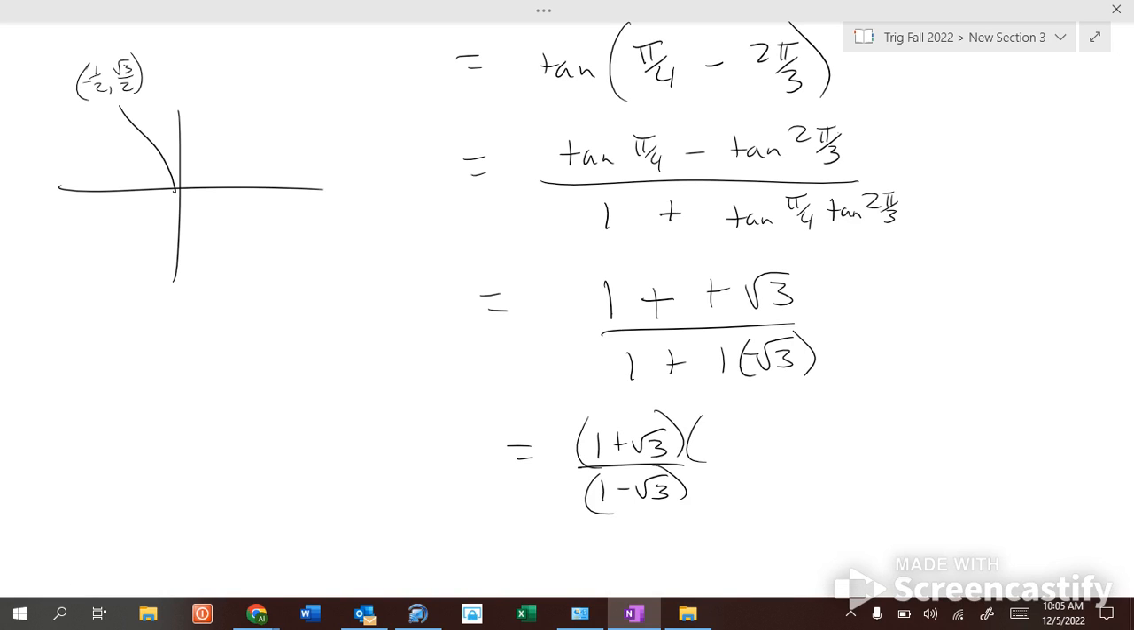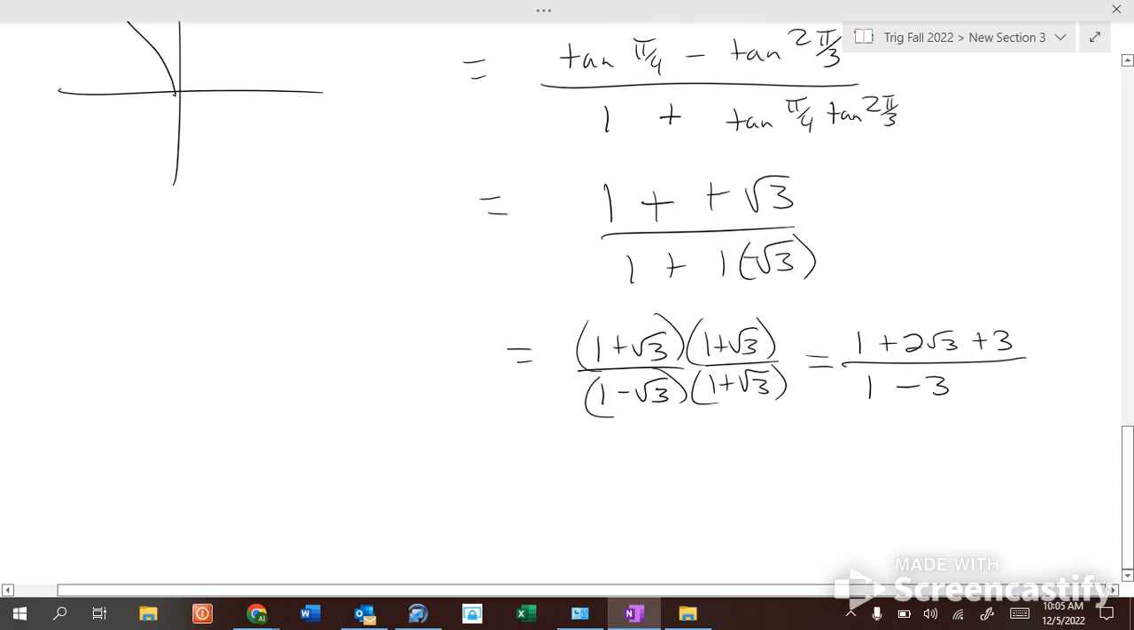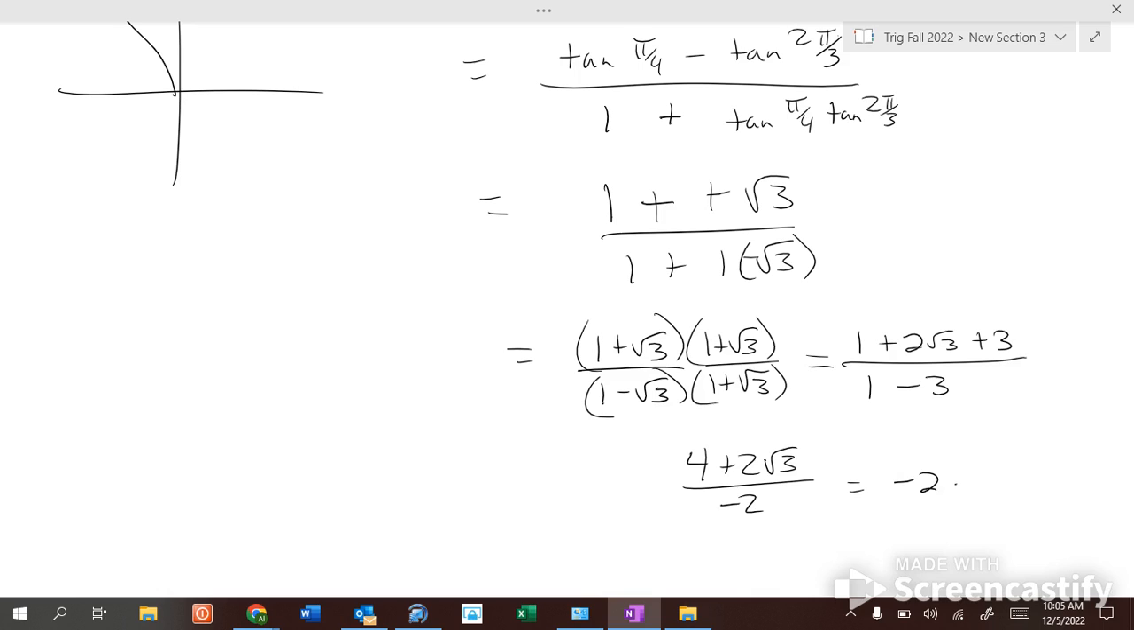What do I FOIL this by? 1 plus square root of 3 on the top and bottom, because it has to be the conjugate of the denominator. So 1 times 1 is 1. Outers is square root of 3. Inners is square root of 3, so it's 2 square root of 3. Last times last is 3, over 1 minus 3. So in my numerator, I get 4 plus 2 square root of 3. My denominator is negative 2. So if we divide them both by negative 2, I get negative 2 minus square root of 3.